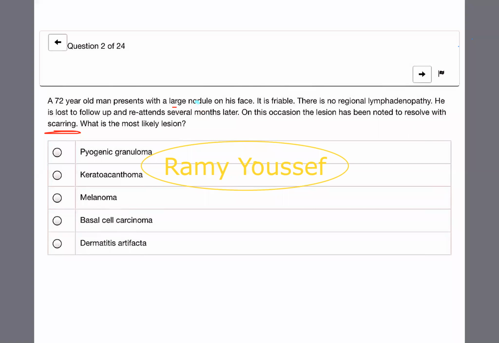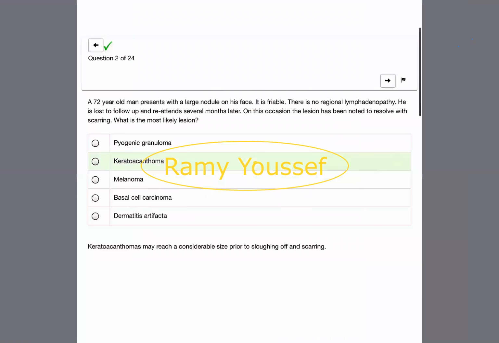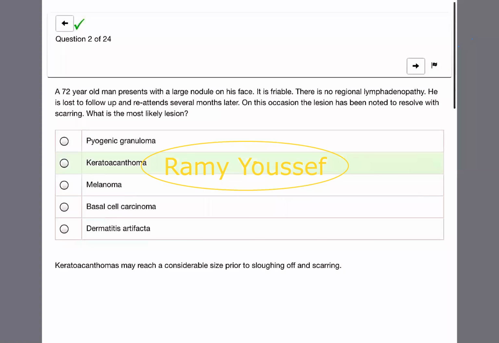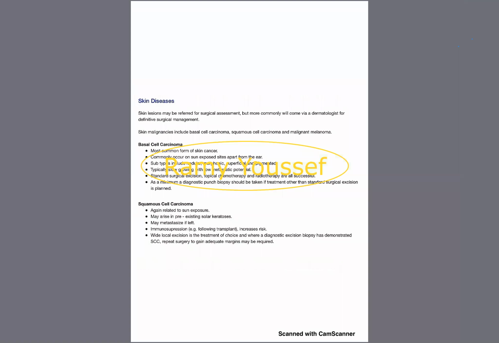Perfect. Exactly. Keratoacanthoma: rapidly growing, then friable keratin, then rapid resolve with scarring. That is keratoacanthoma.